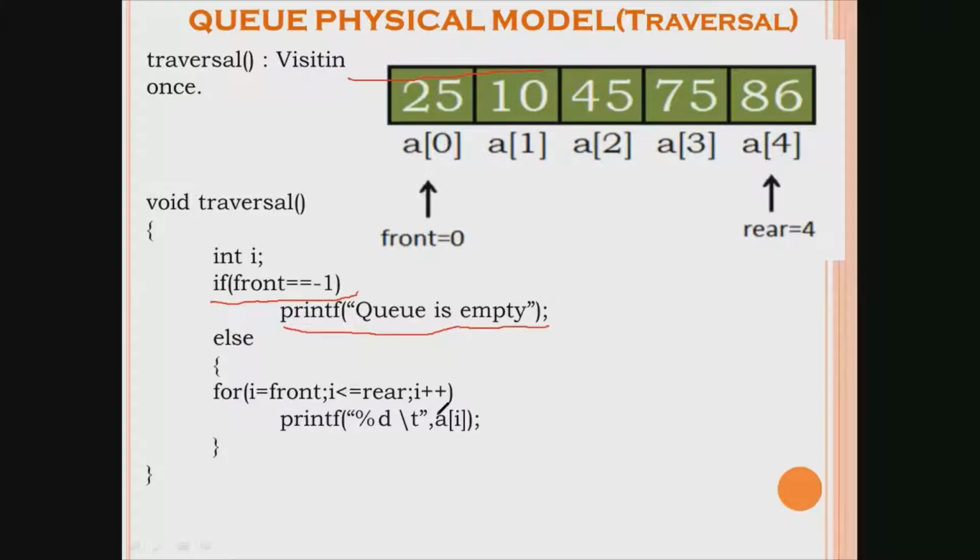Now, let us display the elements from front to the rear. Front is pointing to the 0th position and rear is pointing to the 4th position. Now we will display the elements from 0 to 4. That is nothing but first we are going to display the element 25, next 10, next 45 and followed by 75 and 86. So these are the elements of the queue.